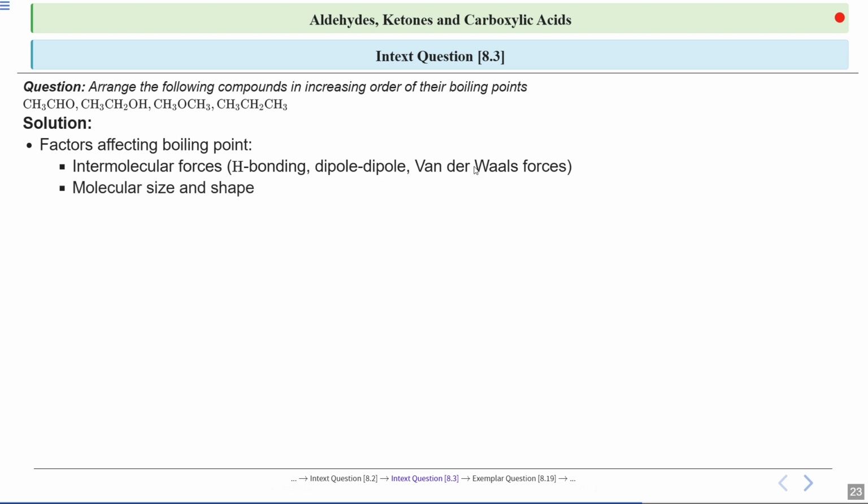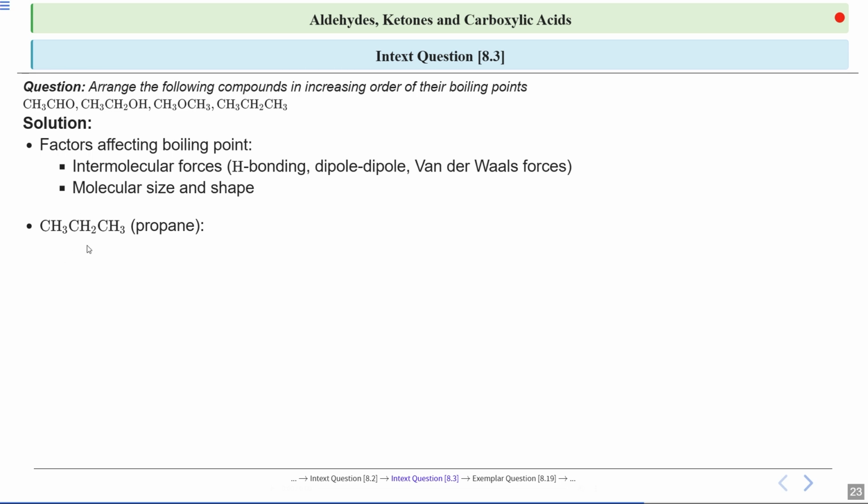The second factor that affects the boiling point is the molecular size and shape. Large molecules have a larger surface area, and more surface area can mean higher boiling points because of the increased van der Waals forces. The shape of the molecules can also influence how closely molecules can pack together, which affects the boiling point. Now let us one by one see all the molecules.